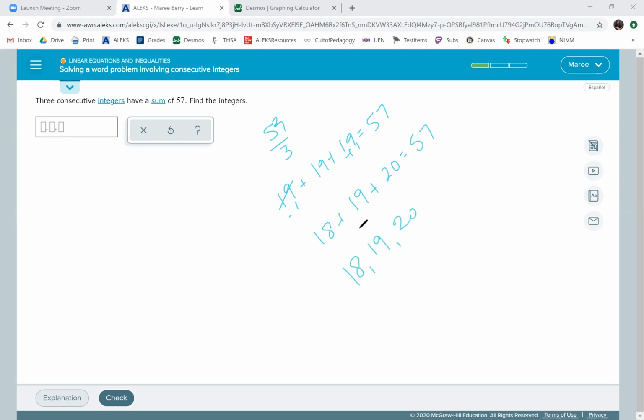Now, if I do it their way, they're just consecutive integers. So if x is the first one, x plus 1 is the second one, and x plus 2 is the third one, we can add those together and we get 3x plus 3 has to equal 57. When we take away 3, we get 3x equals 54. And when we divide 54 by 3, we get 18. So our first number would be 18, our second number 19, and our last number would be 20.